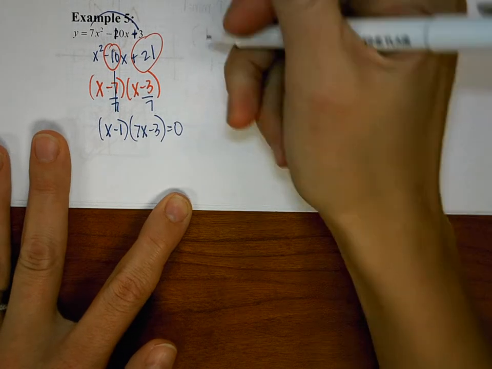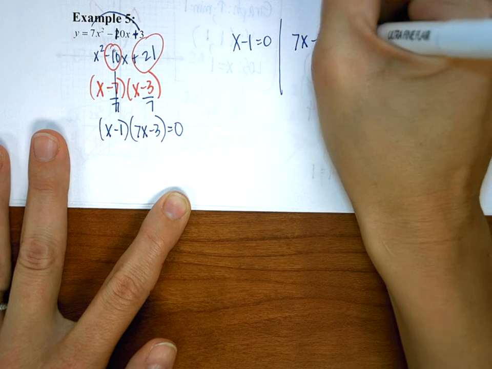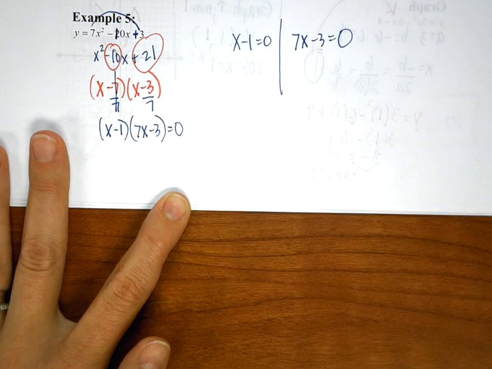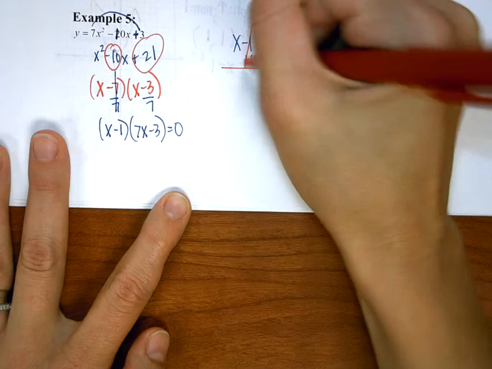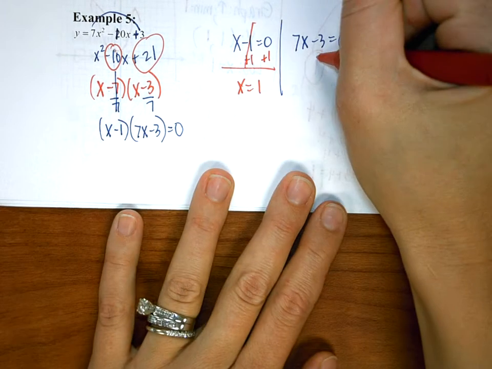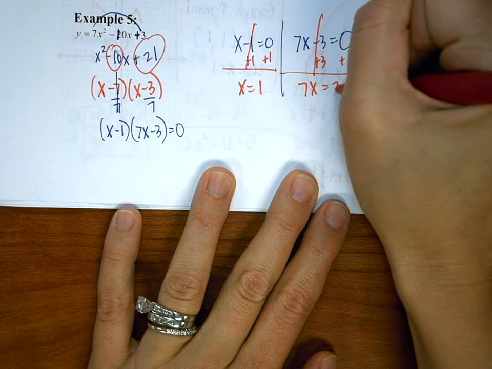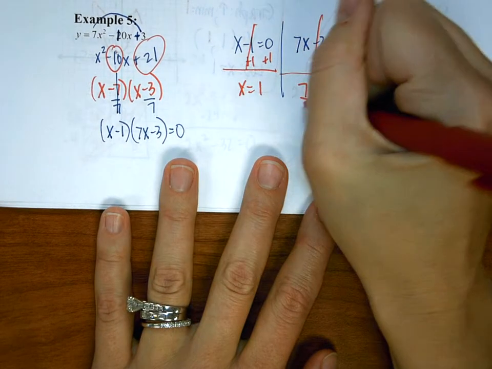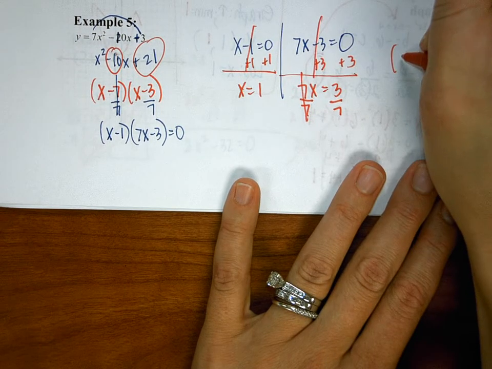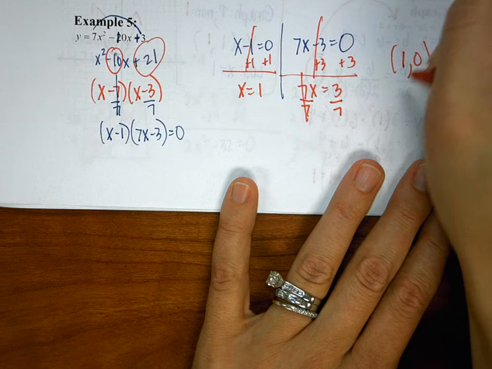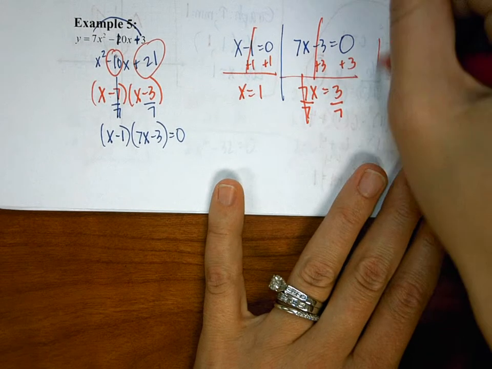Okay, so now we have x minus 1 equals 0 and 7x minus 3 equals 0. Here we add 1 to both sides. X equals 1. Here I add 3 to both sides, and I get 7x equals 3. And lastly, I need to divide by 7. So what are my ordered pairs? Good. 1, 0, and 3 sevenths, comma 0.